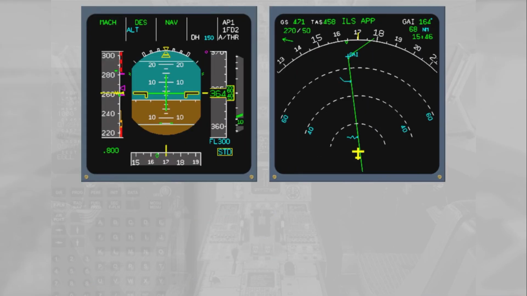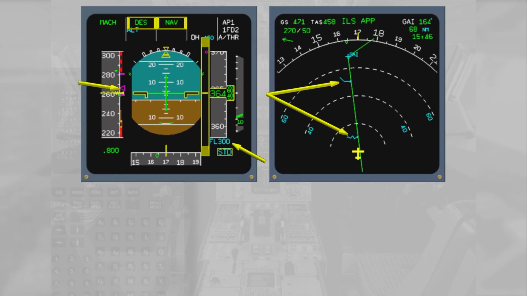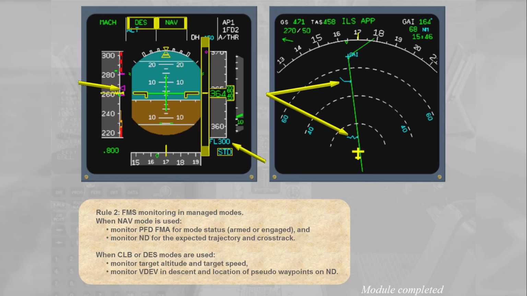Rule 2. FMS monitoring in managed modes. When navigation mode is used, monitor the PFD FMA for mode status, armed or engaged, and monitor the ND for the expected trajectory and cross-track. When climb or descent modes are used, monitor target altitude and target speed, monitor VDEV in descent and the location of pseudo waypoints on the ND.